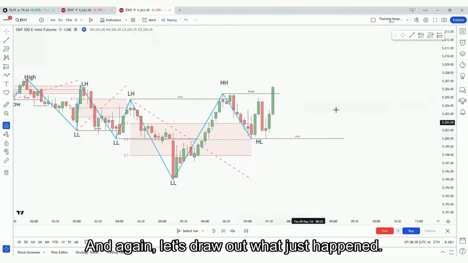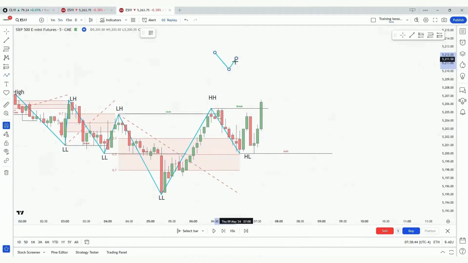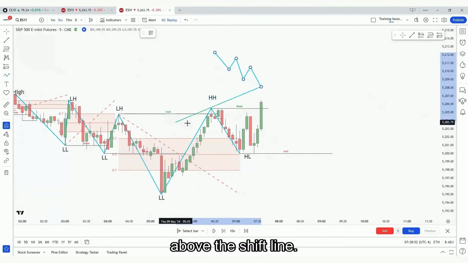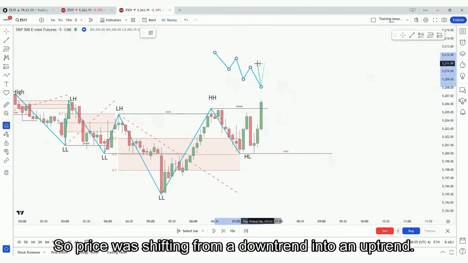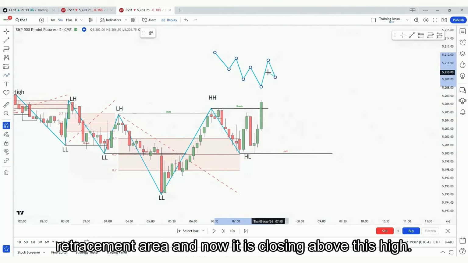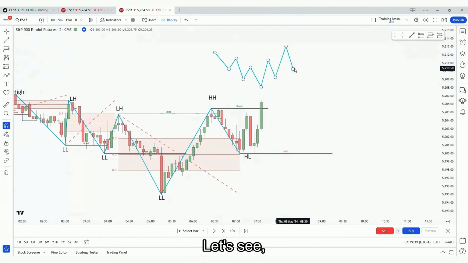And again, let's draw out what just happened. So we had the downtrend. Then we had a close above the lower high, so a close above the shift line. So price was shifting from a downtrend into an uptrend. Price was coming back to our magnetic retracement area. And now it is closing above this high. At this point, we are looking for a retracement back into this area. Let's see.